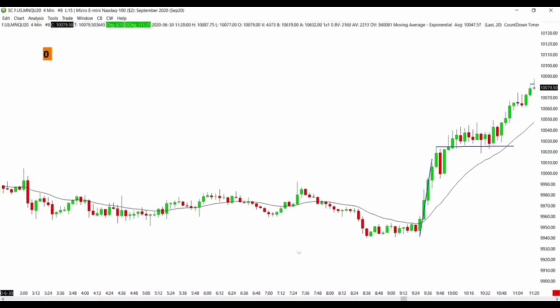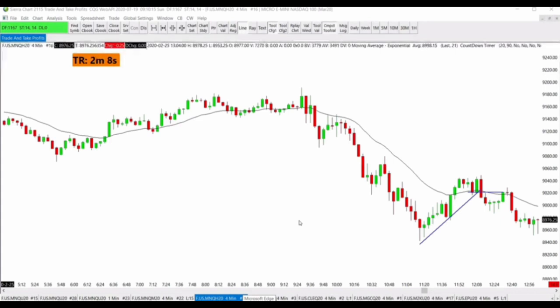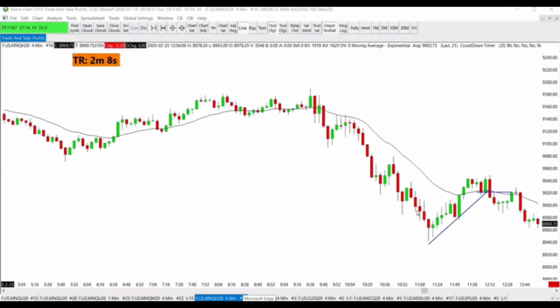So let me show you guys another example. Here's another example. The market is going down. We have a break of this nice little trend line. It pulls back to this horizontal micro level. Got a nice little doji, this candle right here, and we went down.